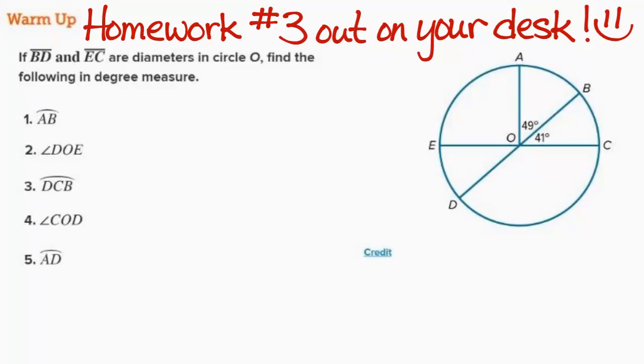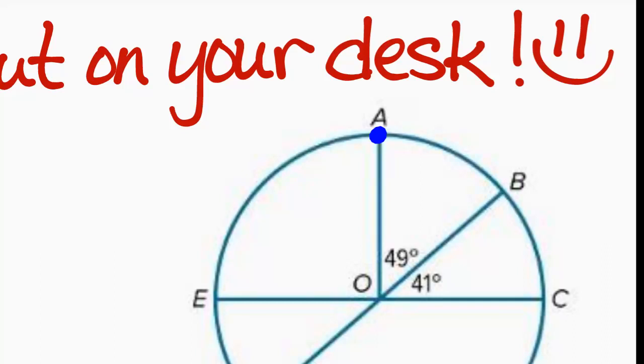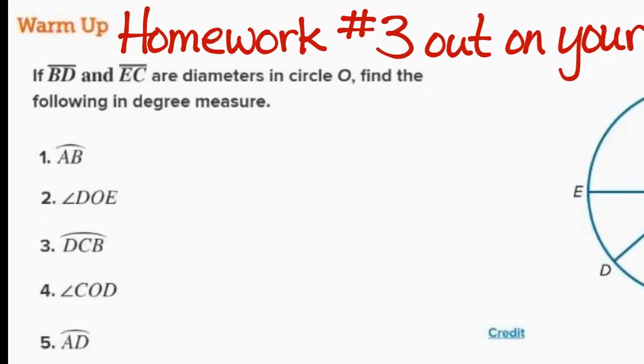Okay, so the first thing they want me to find is arc AB. What would the measurement of that arc be? 49 degrees, thank you. Arc AB would be 49 degrees.